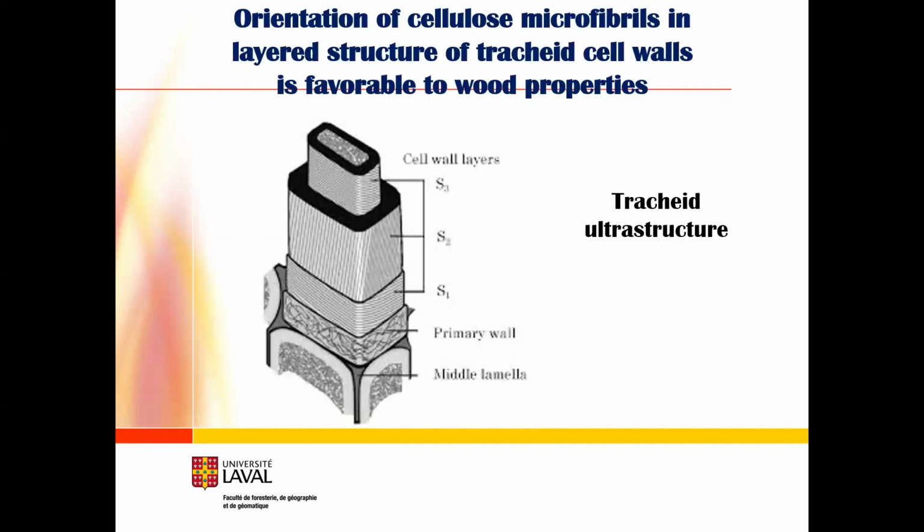And finally, here is the representation of the cellular ultrastructure. Wood cells are always multi-layered, and the cellulose microfibers are very favorably oriented in the most important layer, which determines the mechanical properties of wood and its uses.